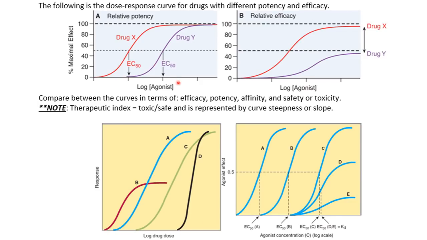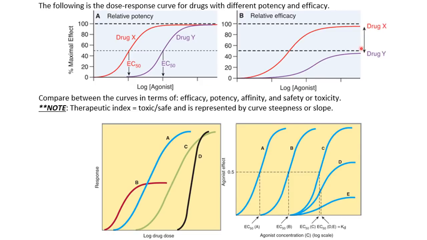In the next two curves here, we're trying to compare drugs that have different potency and drugs that have different efficacy. Starting with potency, if you have drugs X and Y, this is the concentration, this is the maximum effect, and this is how much it takes for drug X to reach 50% of the effect, while for drug Y it takes this much. As you can see, drug X in this case would be more potent. So as the curve shifts to the left, the potency increases.